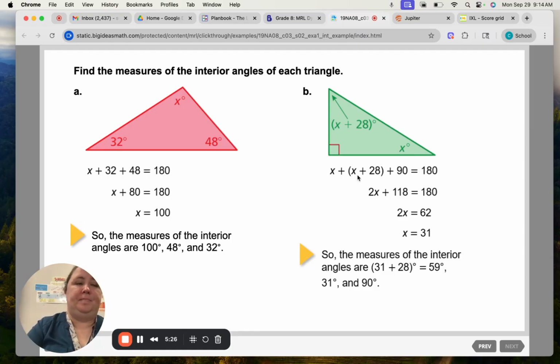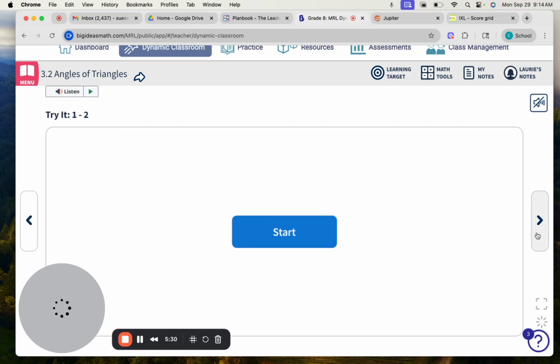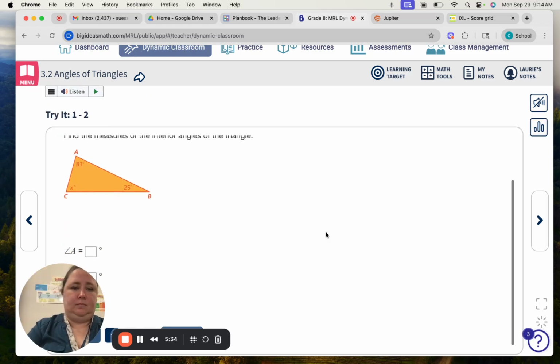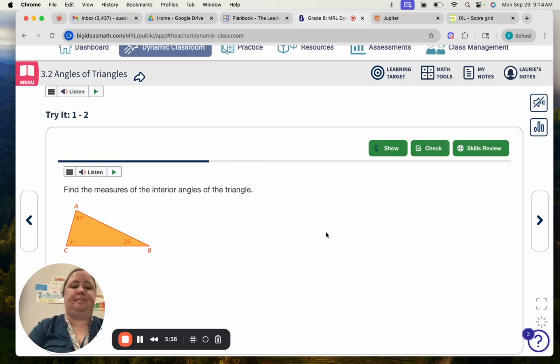The Try It, do you want us to draw the shape or just show how we did it? You do not have to draw the shape. So, all right, go do the Try Its, number 1 and 2.